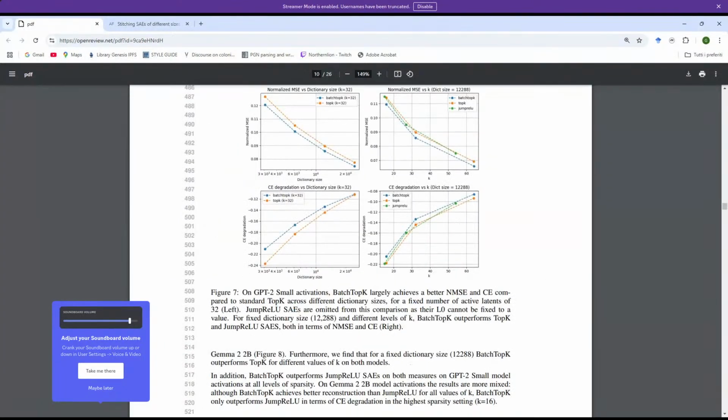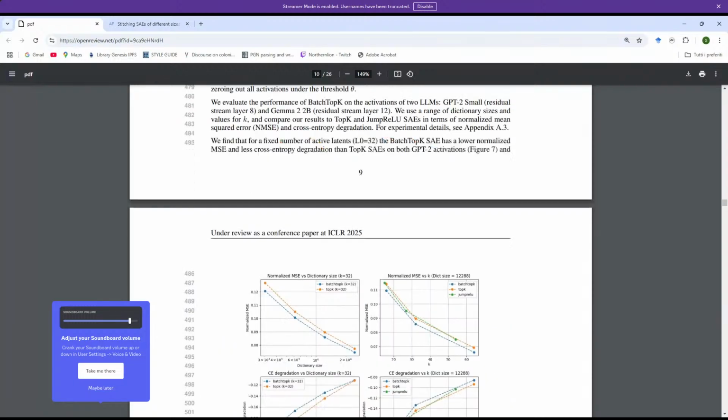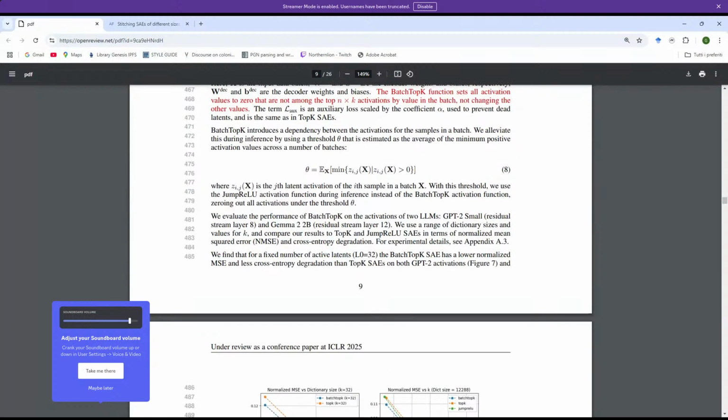I think they only train it on the residual stream, and so it's not obvious that this improvement would also hold for the MLP, and it's not obvious that it would also hold for transcoders. But it feels like a not that complicated implementation over just normal top K. So yeah, I think batch top K feels better. Yeah, I can try it today. It seems like one line of code or something.